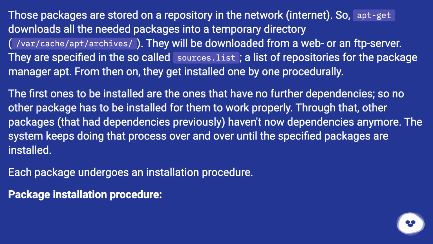From then on, they get installed one by one procedurally. The first ones to be installed are the ones that have no further dependencies, so no other package has to be installed for them to work properly. Through that, other packages that had dependencies previously don't have dependencies anymore. The system keeps doing that process over and over until the specified packages are installed. Each package undergoes an installation procedure. Package installation procedure.